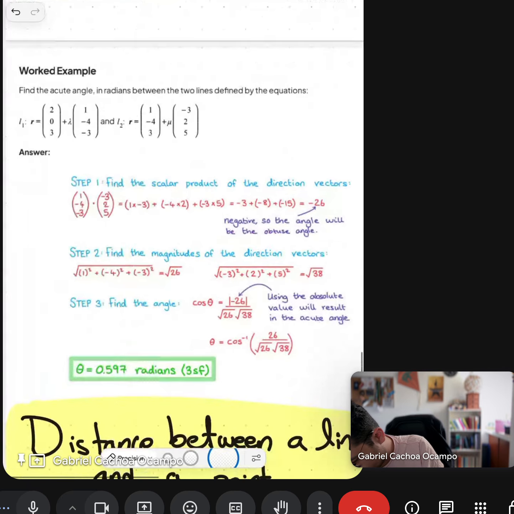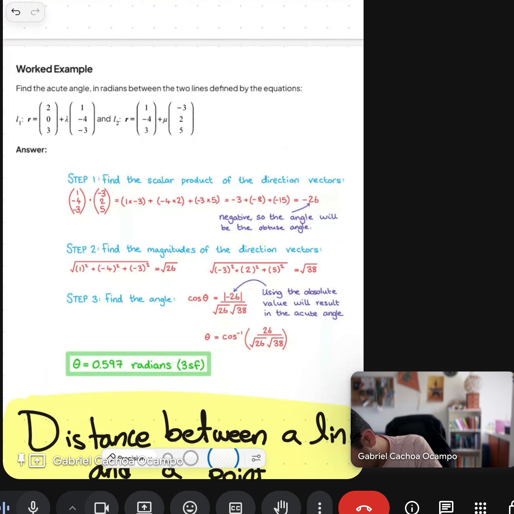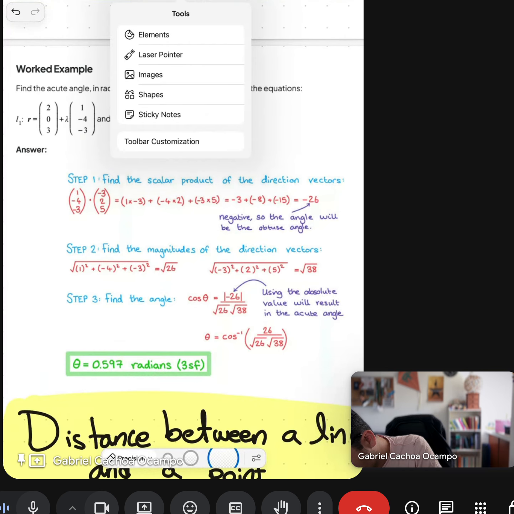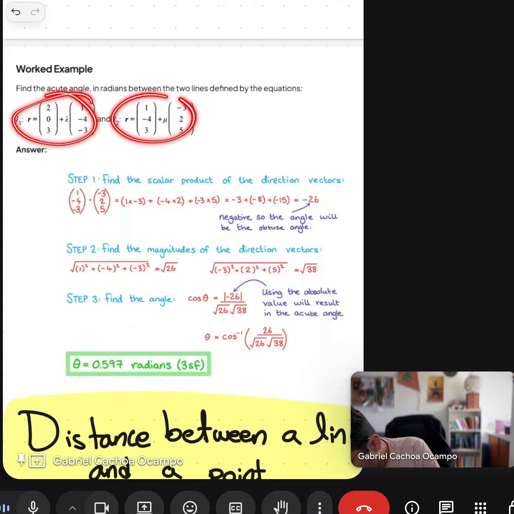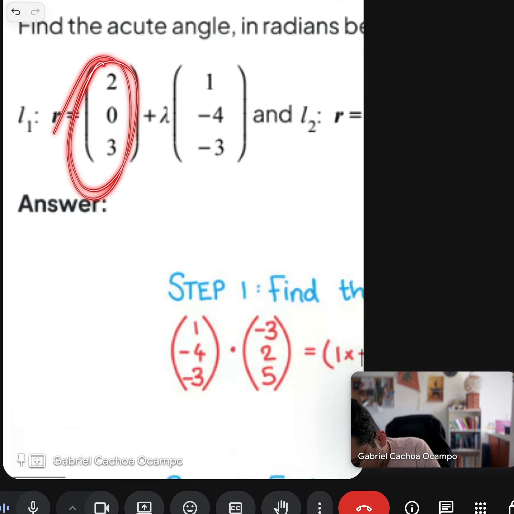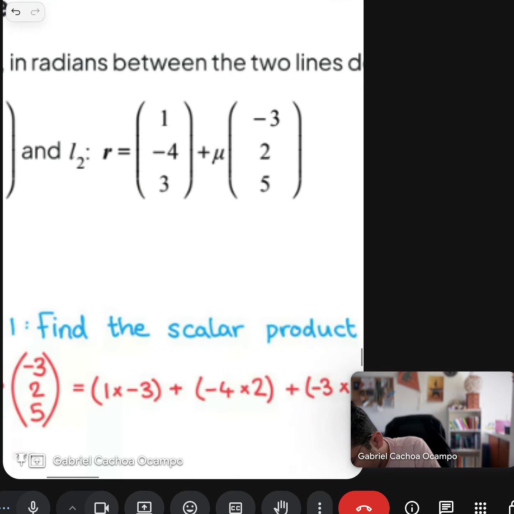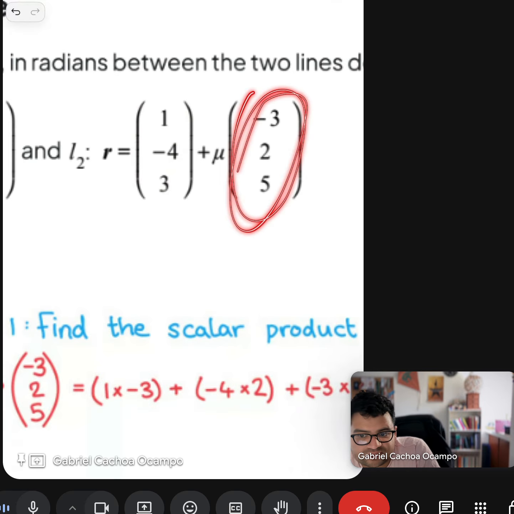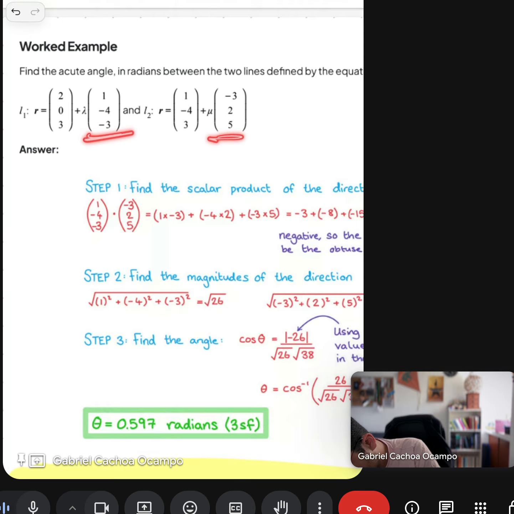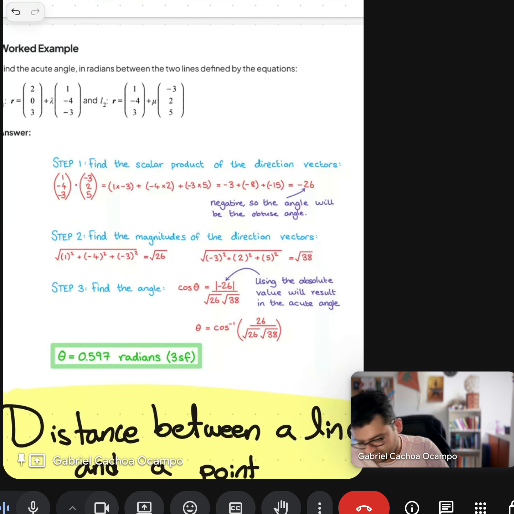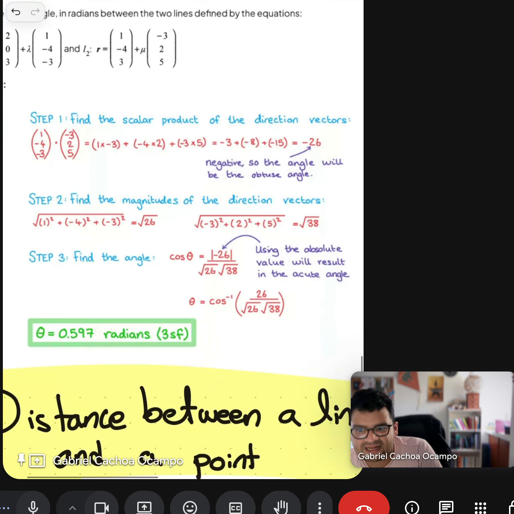Here I have an example. Look, I am using this from the resource bank because it's a fantastic resource. So I am giving you line 1 and line 2. For this line, this one is my initial position and this one is my velocity vector. For line 2, this one is my position and this one is my velocity vector. So I want to find the angle between this vector and this vector. To find the angle, I use the dot product. I find the dot product of my two vectors and I get negative 26. That means that the angle between those two vectors is obtuse.